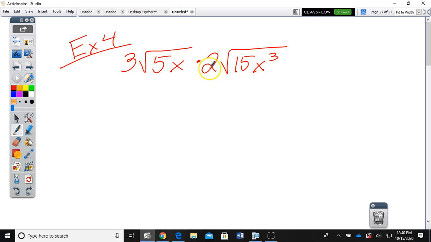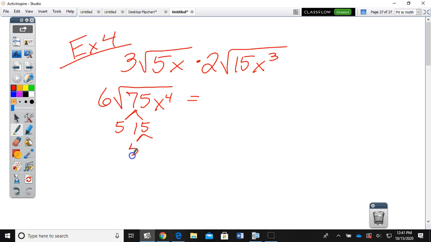So, what's 3 times 2? 6. 5 times 15. Y'all got the calculator. 75. X times x to the third. X to the fourth. And now you simplify. So that would be 5 and 15. 5 and 3. X, X, X, X. We have a pair of 5s. We have 2 pairs of X's.